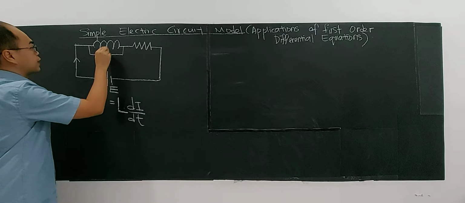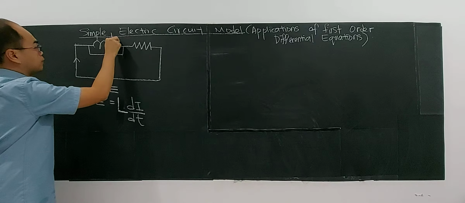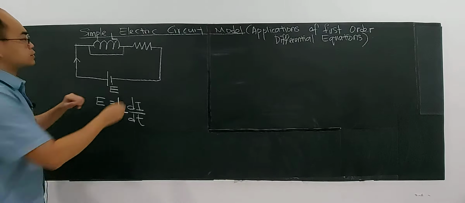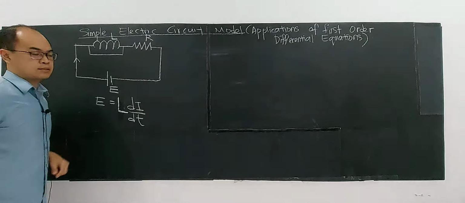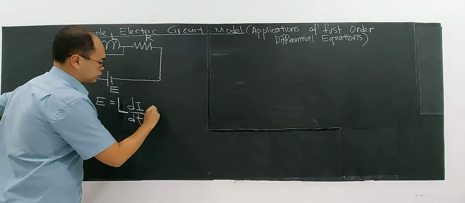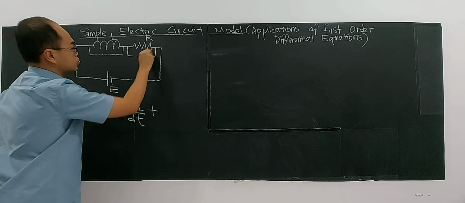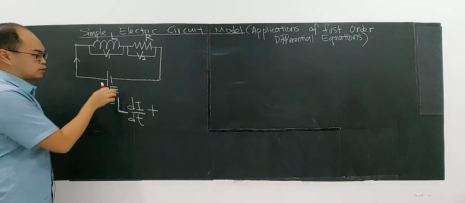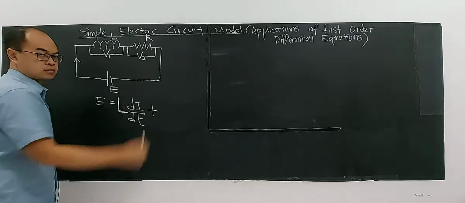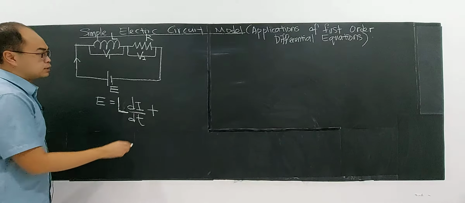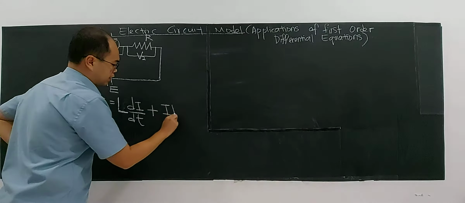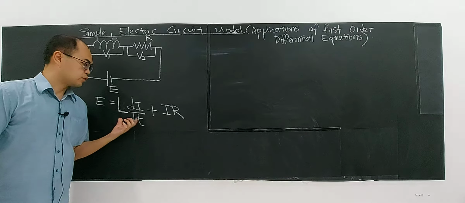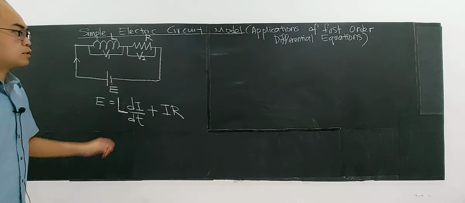L is the inductance of the inductor. And for the resistor, you have resistance, so plus IR, since V equals IR. V1 plus V2: the total supply equals the energy loss. So L di/dt plus IR. This is the model. If you look at this, this is actually a differential equation.